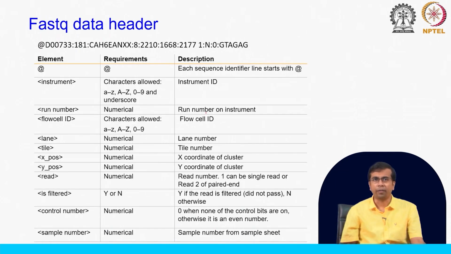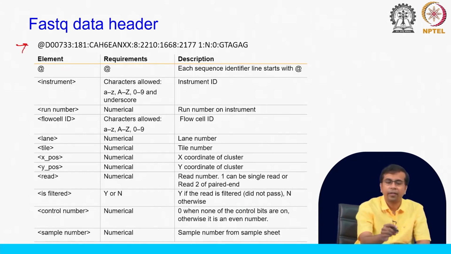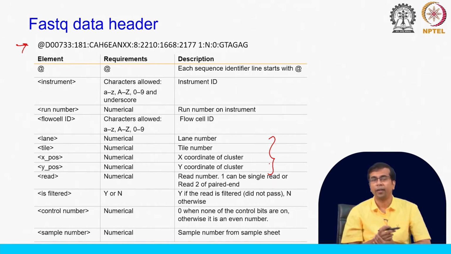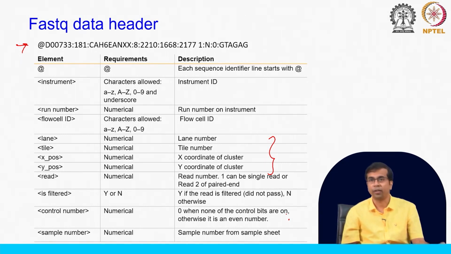Just to summarize again in one single table, if this is the header line, you have this information there. You have the instrument ID, this D00733, then the run number on that instrument, the flow cell ID, the location here, the lane number, tile number, x coordinate, y coordinate, then the read number as we have discussed, for single end and paired end they will be different, whether the read is filtered or not, whether you have control experiments, and finally the sample number which is usually the index sequence.